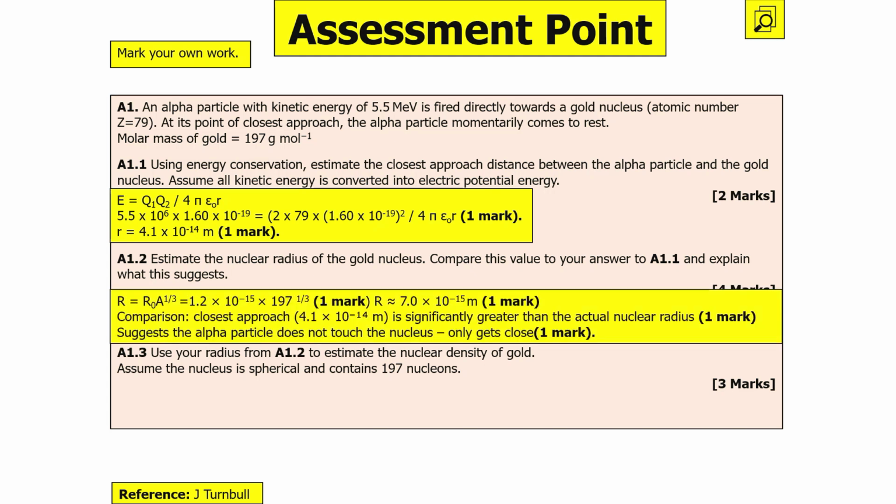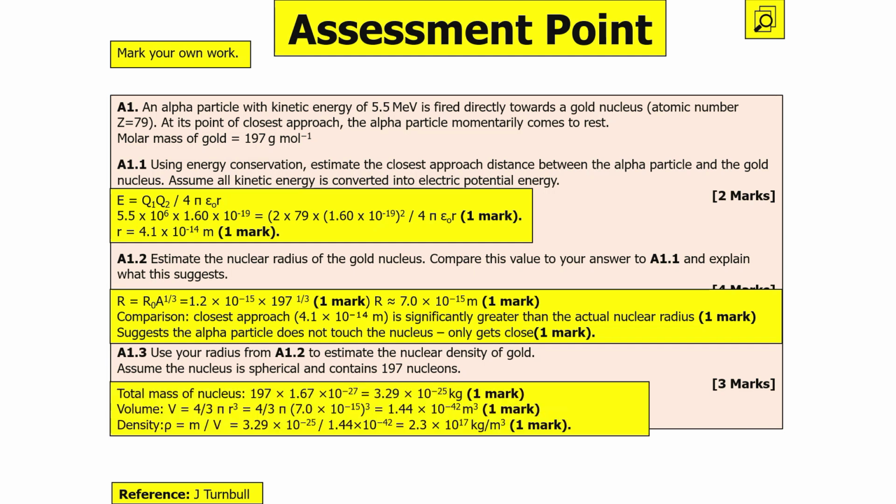Now R is equal to R0 A to the third, where A is going to be the number of nucleons. Now we know the molar mass is 197 grams per mole, so there's 197 nucleons. We pop in the values, we get 7 times 10 to the minus 15 meters. Now the closest approach is significantly greater than the actual nuclear radius. This suggests the alpha particle does not touch the nucleus, it only gets close.